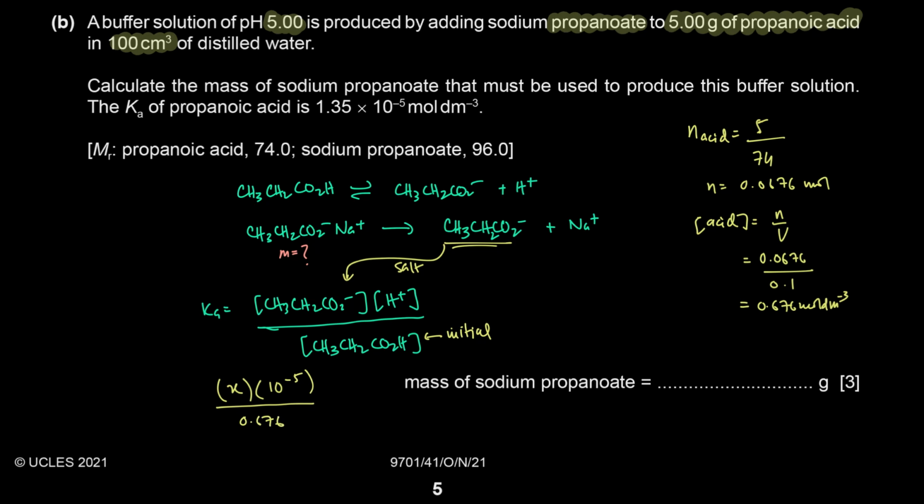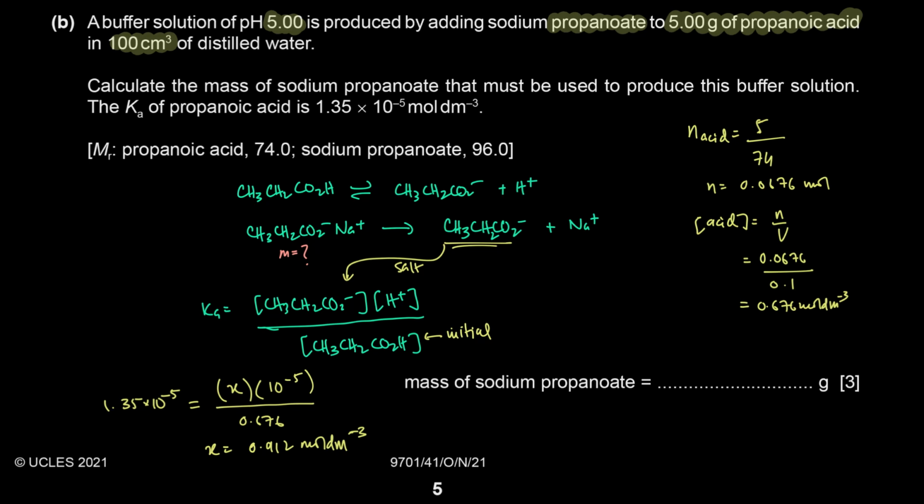That's 0.676. And this is equal to the Ka for the acid, which is 1.35 times 10 to the power of negative 5. So over here, if we simply do the math here, what's the concentration of the propanoate ion that we get? What does X come out to in this calculation? Okay, so the concentration of the base comes out to 0.912 moles per dm cube. Okay, this is for the propanoate ion.